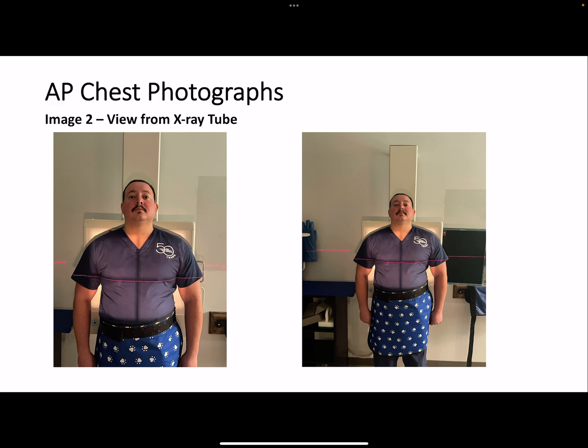Instructions to the patient for the exposure. I instructed the patient to take a deep breath, blow it out. Now I told him to take another deep breath, hold it. I took the picture and told him to breathe and relax.